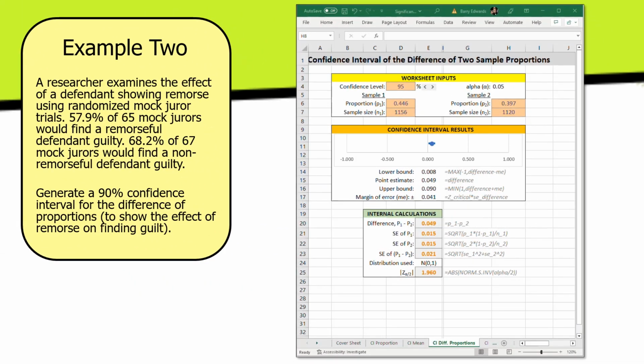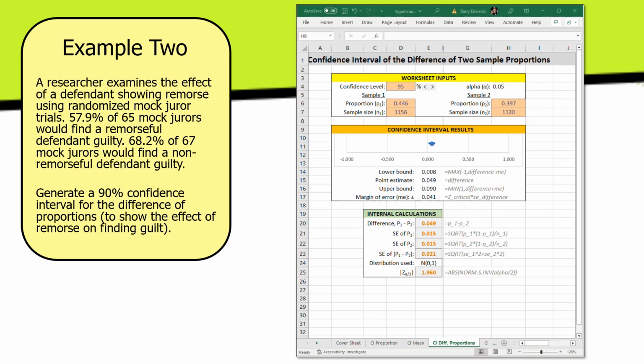Another example of the difference of sample proportions. Example 2 here reads, a researcher examines the effect of a defendant showing remorse using randomized mock jury trials. 57.9% of 65 mock jurors would find a remorseful defendant guilty. 68.2% of 67 mock jurors would find a non-remorseful defendant guilty. Generate a 90% confidence interval for the difference of proportions to show the effect of remorse on finding guilt.